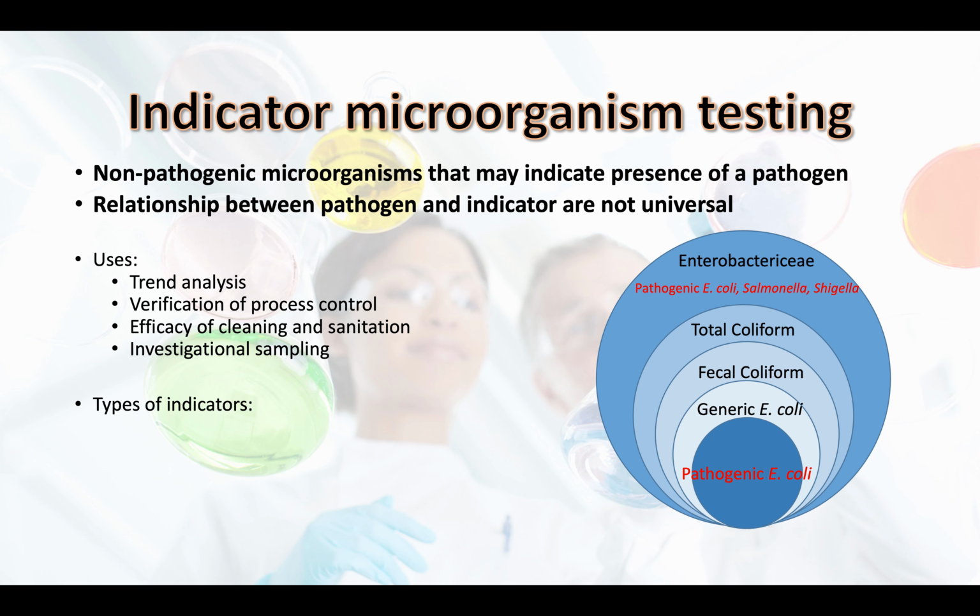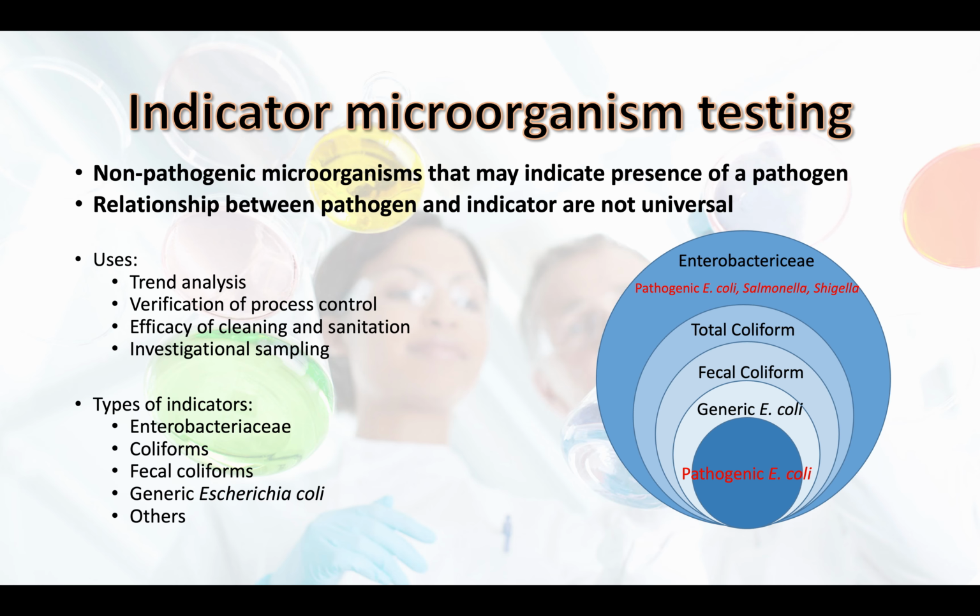Common indicator organisms are listed on this slide. They're ordered from the most generic to the most specific. Enterobacteriaceae, commonly called EBAC or EB, is a family of bacteria that includes some relevant pathogens such as Shiga toxin-producing E. coli and Salmonella. Coliforms are a subset of Enterobacteriaceae, and fecal coliforms are a more specific type of coliforms. Within fecal coliforms, a more specific test would be for generic E. coli. When it comes to Listeria monocytogenes, the most common indicator used is Listeria species.